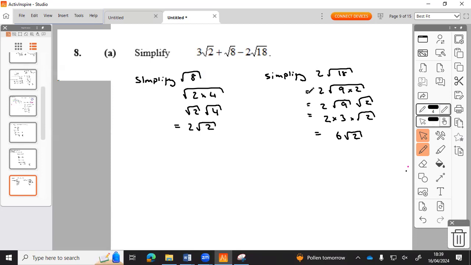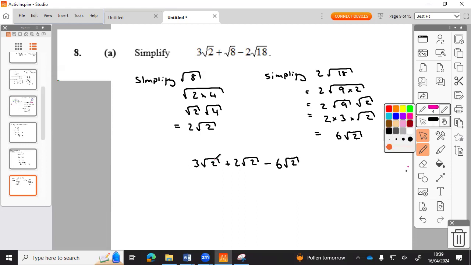And then I bring it all back together. Okay, so instead of root 8, I'm going to write 2 root 2. Okay, so bringing it back together, I've got 3 root 2 plus 2 root 2, instead of my root 8. And instead of minus 2 root 18, I've got minus 6 root 2. And now, the number under my root sign is all the same. And only at that point can I add and subtract the terms together.